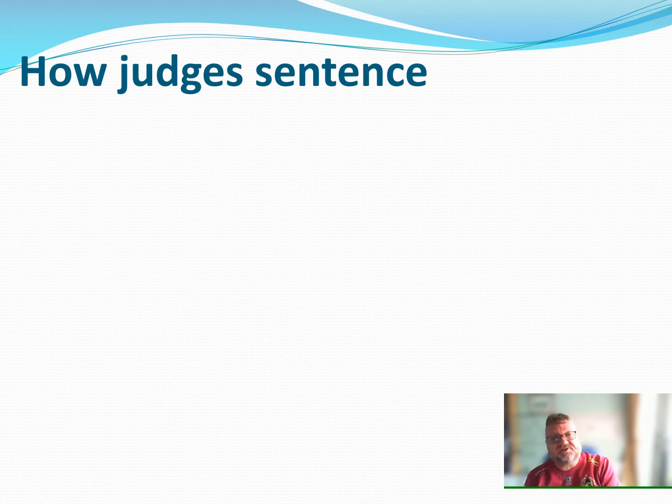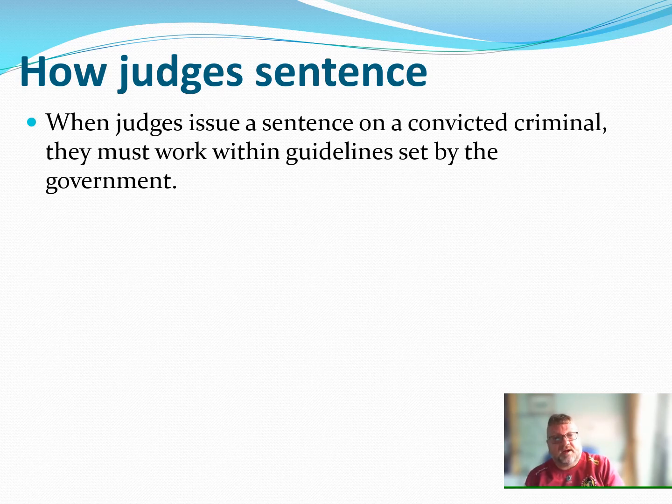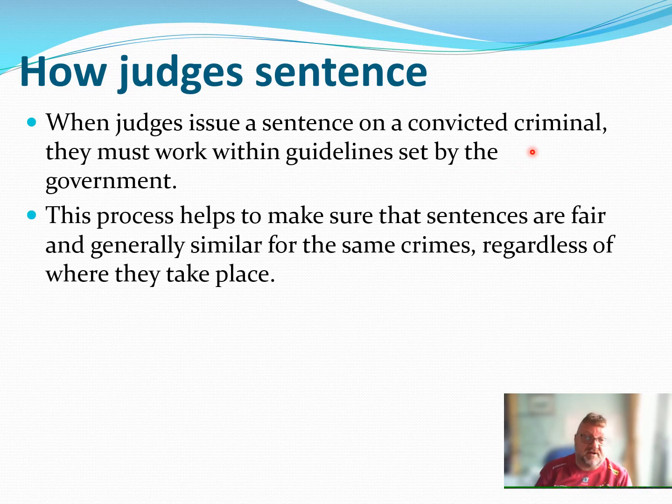So this then leads us on to the last little bit of how judges sentence. So when judges issue a sentence on a convicted criminal, they've got to work within guidelines set by the government. So they can interpret, but there are specific guidelines they have to follow. And again, this is another fail-safe to make sure that sentences are fair, generally similar for the same crimes, regardless of where they take place.